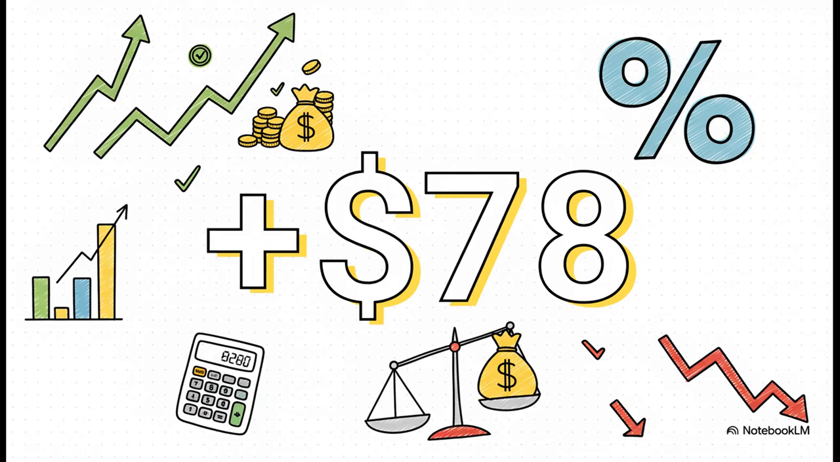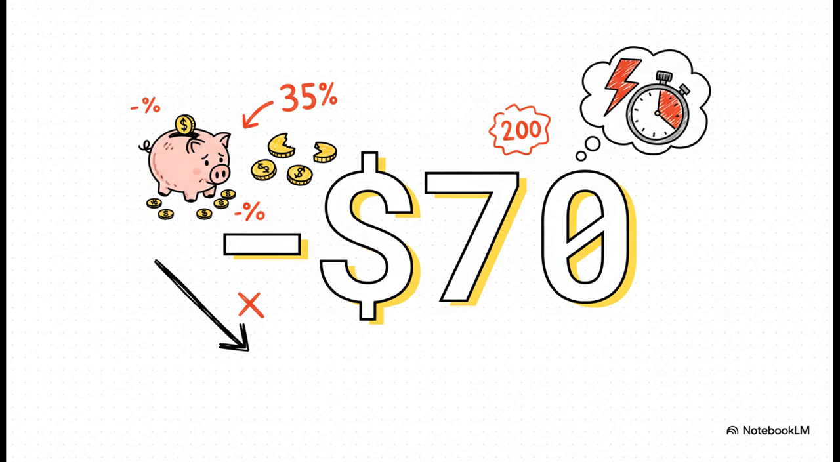First step, the wins. We've got a 65% win rate, and we make $120 per win. That gives us an average gain of $78 for every trade we take. Now for the other side of the coin, the losses. Well, if we win 65% of the time, we lose the other 35%. And when we lose, it's a $200 loss. That works out to an average loss of $70 per trade.